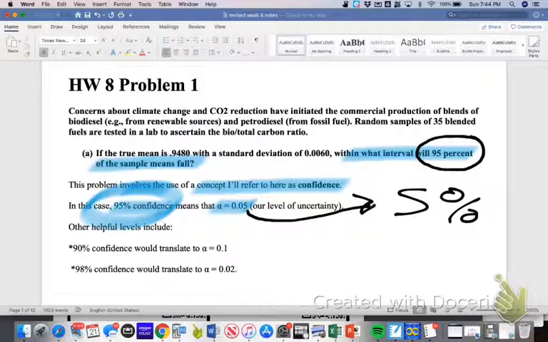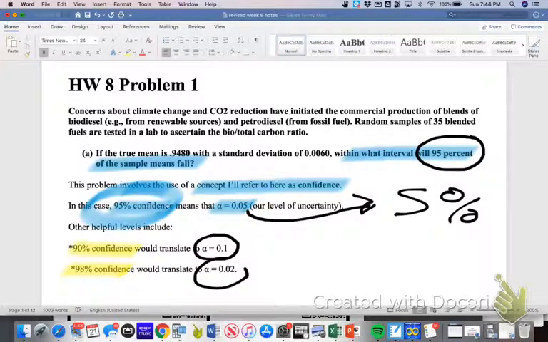Other confidence levels you might need, big hint later on when you're doing your homework problem. So a 90% confidence would translate to an alpha level of 0.1, because that 10% level of uncertainty would go with that 90% level of confidence. And 98% level of confidence would have an alpha level of 0.02. So hint, hint, some things that you may need.